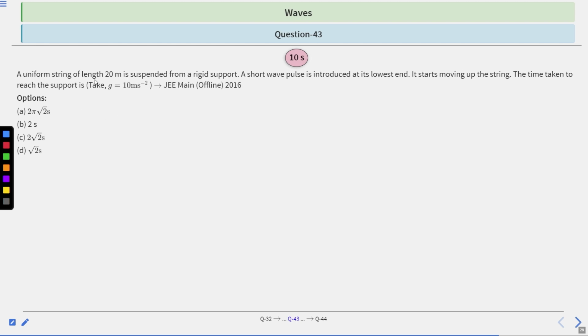A uniform string of length 20 meter is suspended from a rigid support. A short wave pulse is introduced at its lowest end. It starts moving up the string. The time taken to reach the support is what? Option A is 2 pi under root 2s. Option B is 2s. Option C is 2 multiplied by root 2s. Option D is root 2s. So which option is correct? You have 10 seconds to solve this question. After 10 seconds, we will provide the solution.